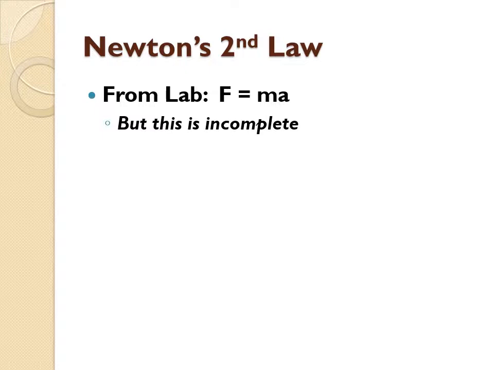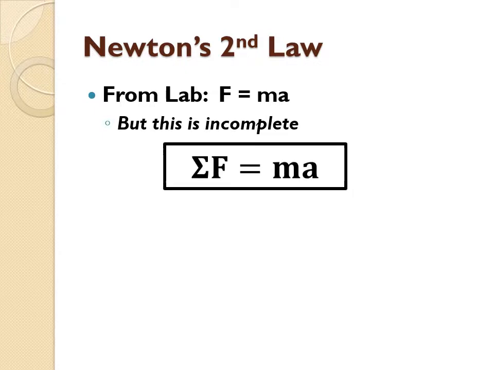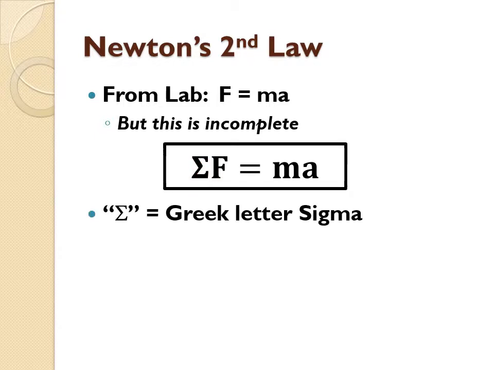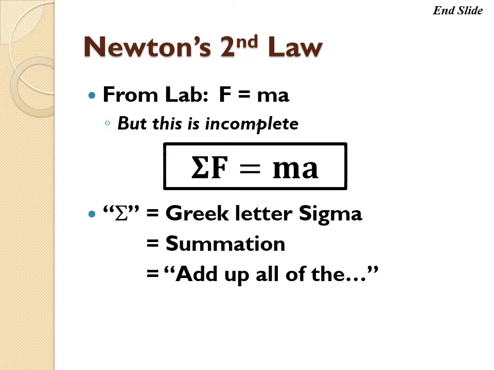But if we have all the forces that are acting on an object, then that's going to be equal to mass times acceleration. So we have to increase our equation to say that it's going to be equal to summation, which is the sigma. Summation of forces equals mass times acceleration. That's a Greek letter sigma. It equals summation, and it also means to add up all of the whatever's after it.